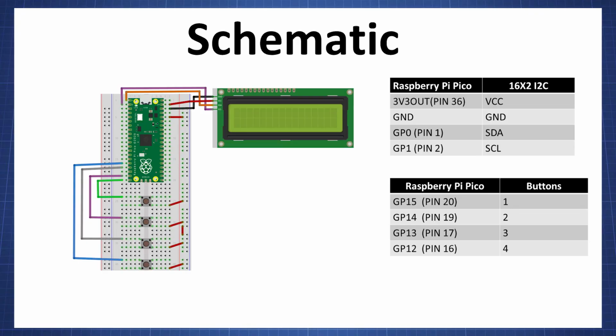Here is the schematic diagram for this example we will look at. You can use any GPIO pins to connect the buttons, which we will use for input. And for the I2C, we will use I2C0 using GP0 and GP1. Make all the necessary connections as indicated.